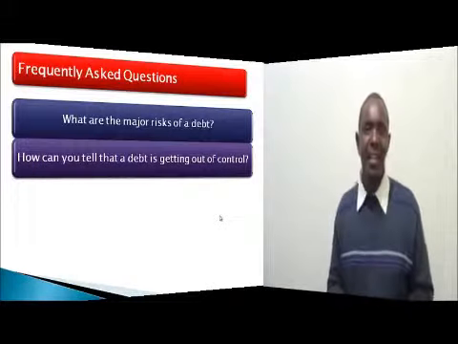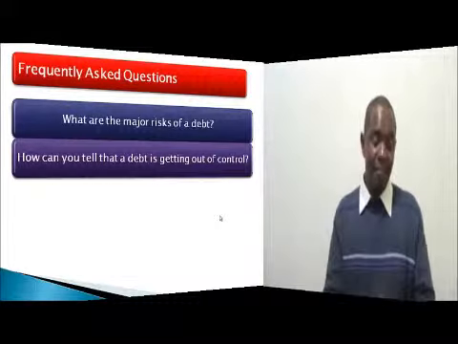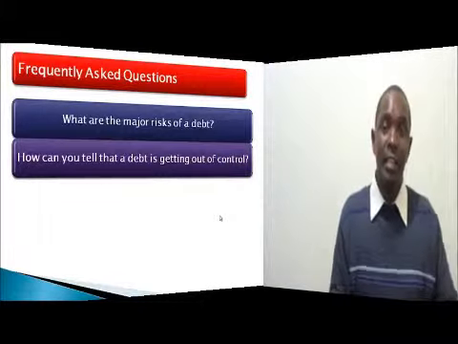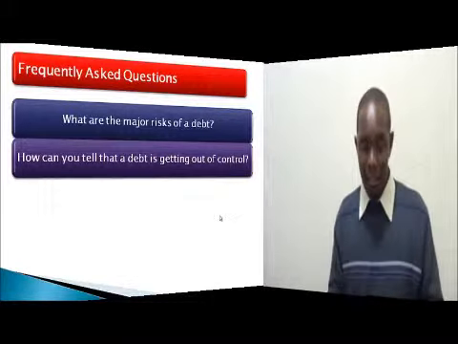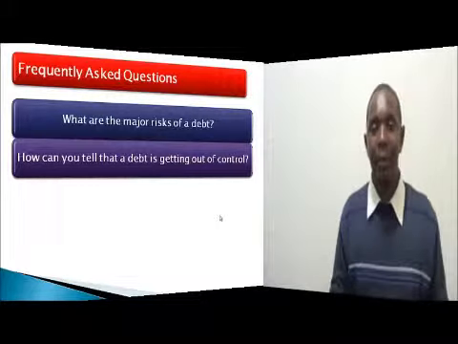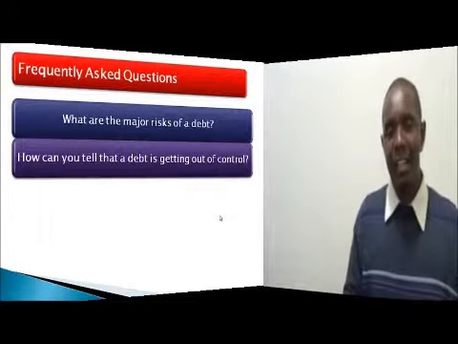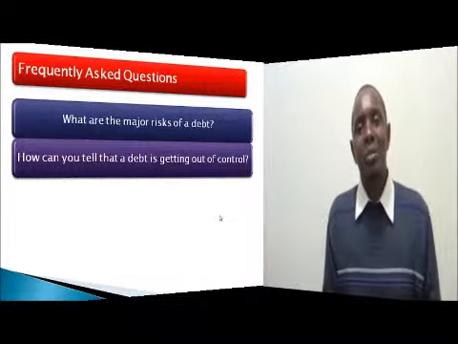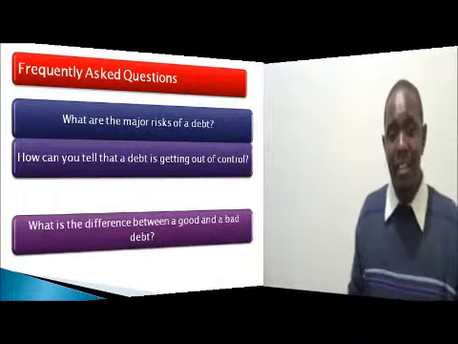Then how can I tell that a debt is getting out of control? Whatever you used to pay in cash, if you can no longer do that and you have to borrow, then that's a warning sign. If you're using your savings to pay up the debt, that's a warning sign. We've discussed that at length, knowing that your debt is getting out of control. If you're asking for extensions of your loan so that you can have some breathing space, then that is a warning sign.